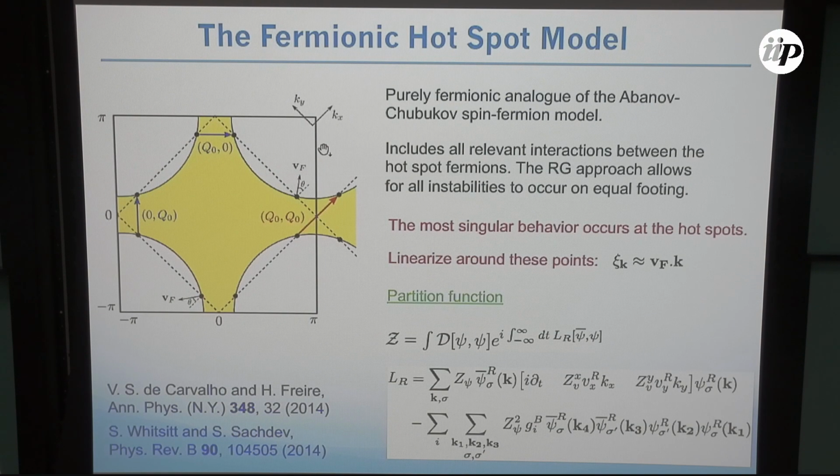Okay, a complementary microscopic approach to address this problem is the so-called fermionic hotspot model, which is a Hubbard-like model. It's a purely fermionic analog of the Abanov-Chubukov spin-fermion model, and includes all relevant interactions between the hotspot fermions. So we are going to use an RG approach to attack this problem. The most singular behavior occurs at the hotspots. The hotspots are these special points, which are the intersection of the underlying Fermi surface with the antiferromagnetic zone boundary. We will linearize around these points, and we write down the partition function for this model.